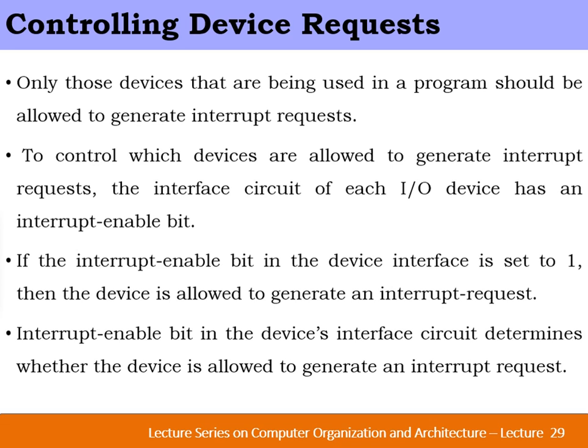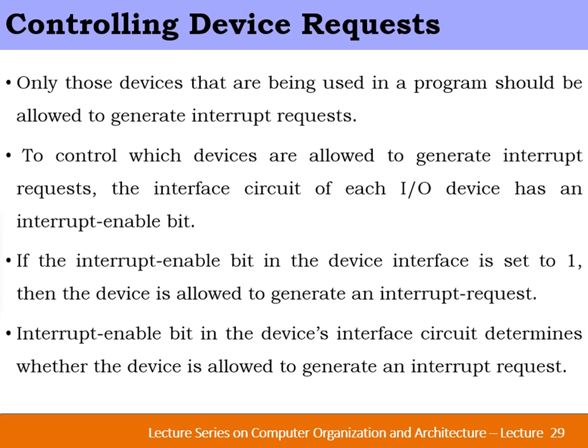Because even they may be ready to participate in the IO transfers. So it is required to control which devices are to be allowed to generate an interrupt request, and which should not be allowed to generate an interrupt request. Therefore, in order to allow or not allow an interrupt request from a particular IO device, it can be done with the help of an interrupt enable bit. Here, we are going to make use of an interrupt enable bit in the device interface.